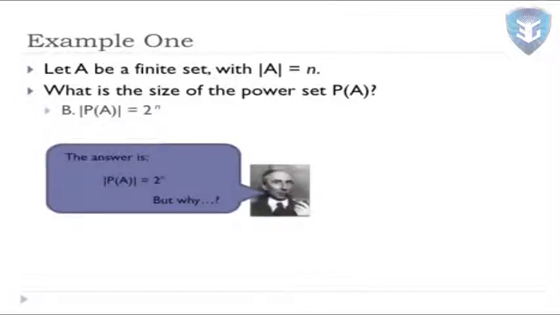And why is this? Because for every element within the set A, it can either be in the set, in the power set, or out of the power set. Therefore, you have 2 times 2 raised to the power of however many elements are within A, which gives you 2 to the n. So the size of any power set is 2 to the n, where n is the cardinality of the set.